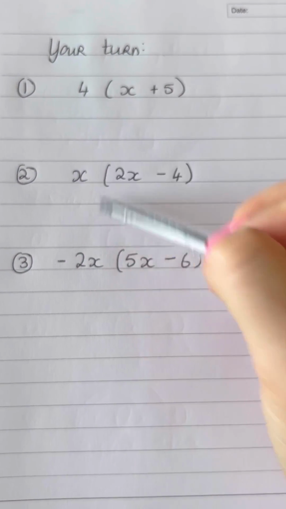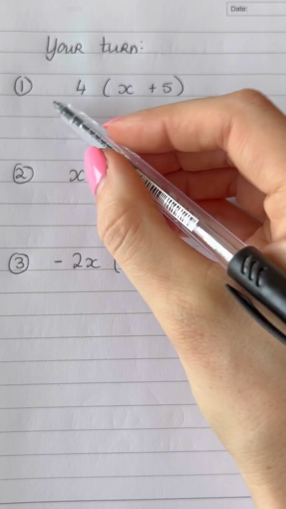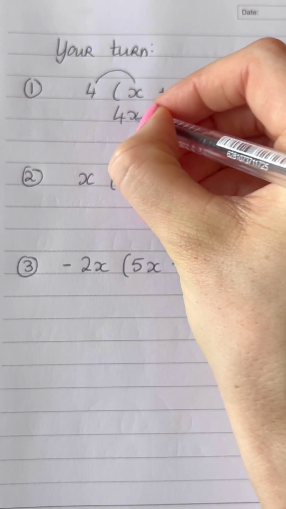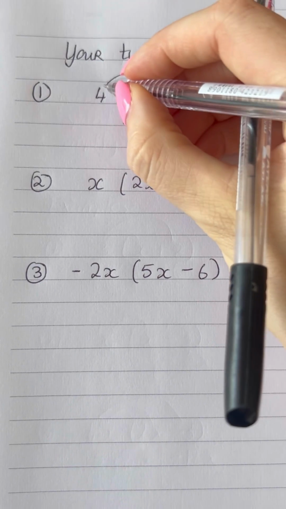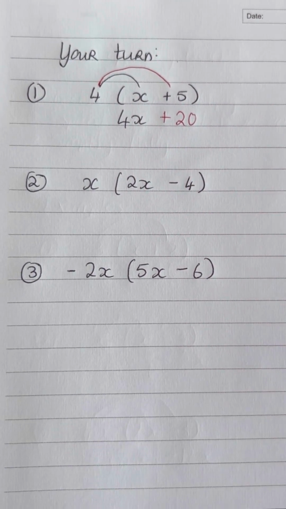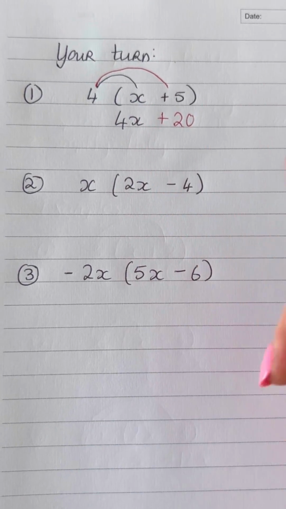Okay, so you should have done the questions now which you're working out. So we'll start with question 1. So 4 by x, 4x, and then 4 by 5 is 20, so a positive 20, plus 20. Don't forget that plus sign in the middle.